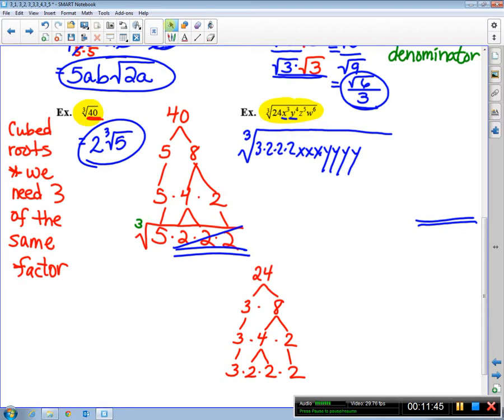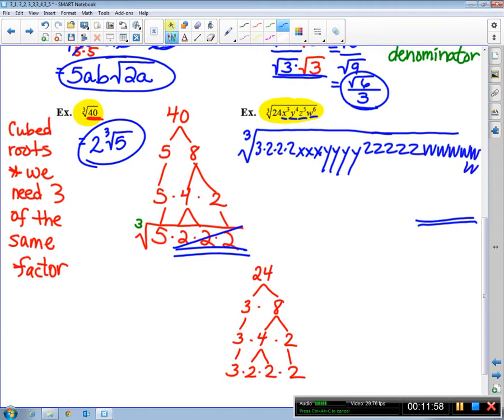Z to the 5th is 5 z's multiplied together: 1, 2, 3, 4, 5. And w to the 6th: 1, 2, 3, 4, 5, 6. All right. Learn from me. Write them a little smaller.